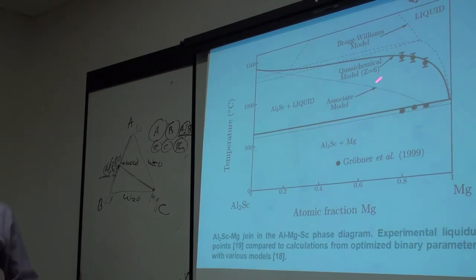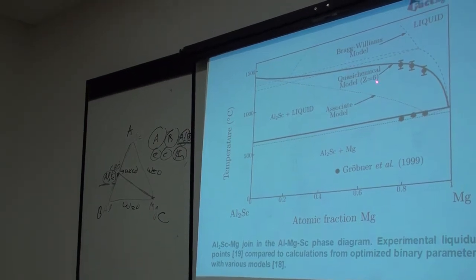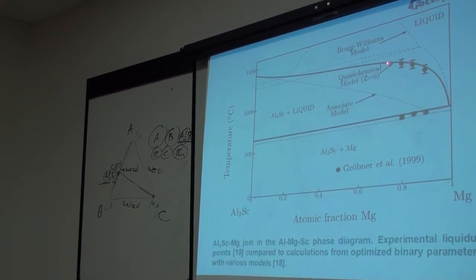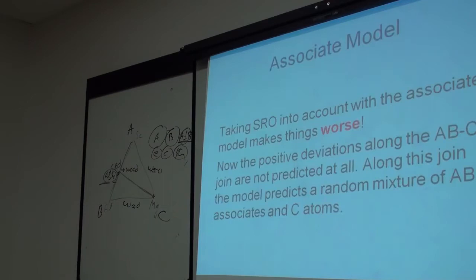And you can get the right answer if, of course, you choose the right value of Z and the right value of the Bragg-Williams quasi-chemical model. Okay. So here we use Z equals 6. If we use the quasi-chemical model with Z equals 6 with no Bragg-Williams term, then this is what we predict. And this is with no ternary terms at all. So positive deviations, but not too much. This, if nothing else, is the main reason to stay away from the associate model, because it can never give you proper things in a multi-component system.